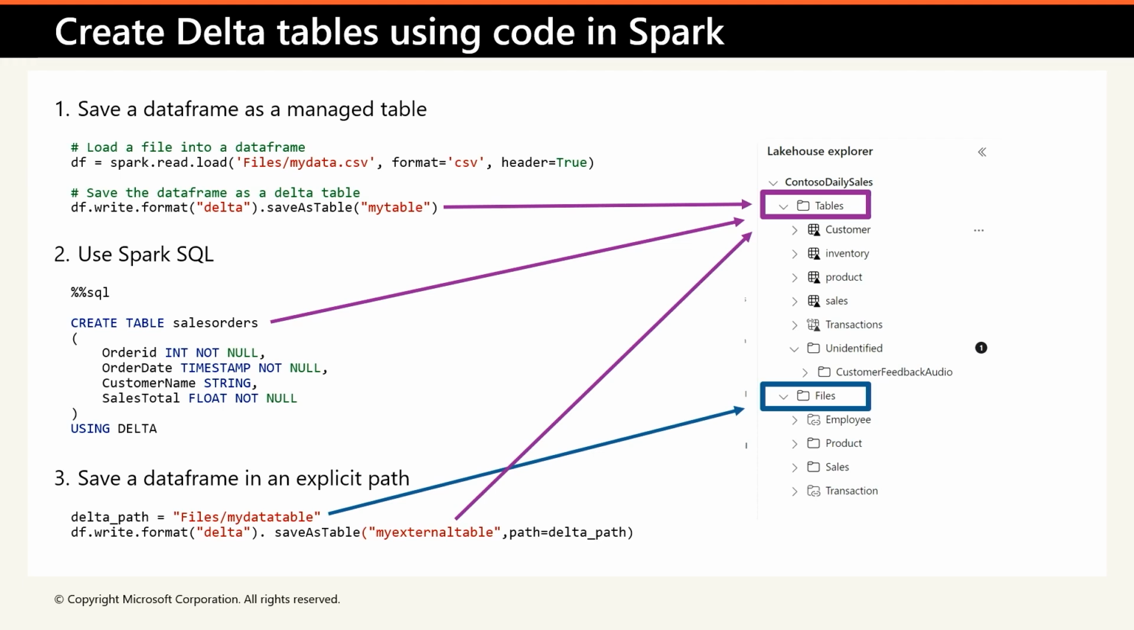The table name will still appear under the table storage location, and the Parquet data files and the JSON log files for the table are stored in the files storage location, and it will be shown in the files node in the Lakehouse Explorer pane. So what's the big deal between a managed and an external table? Let's solve this mystery.